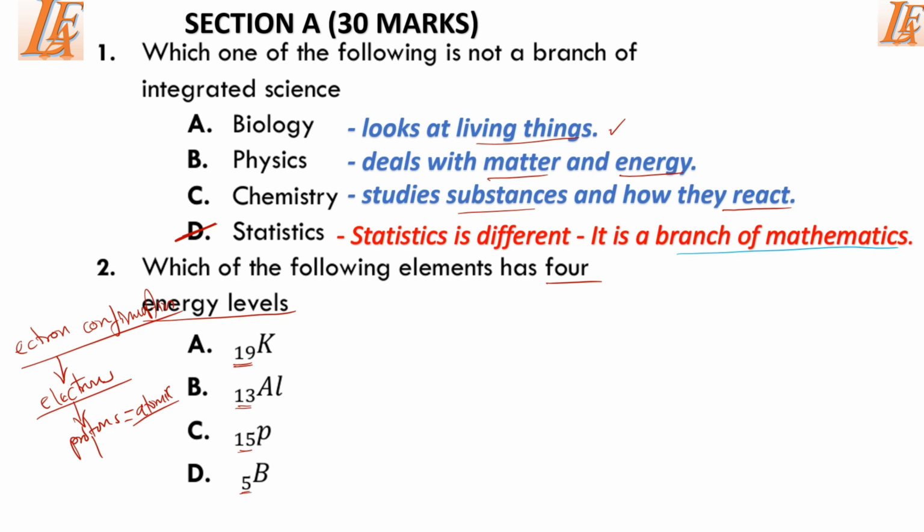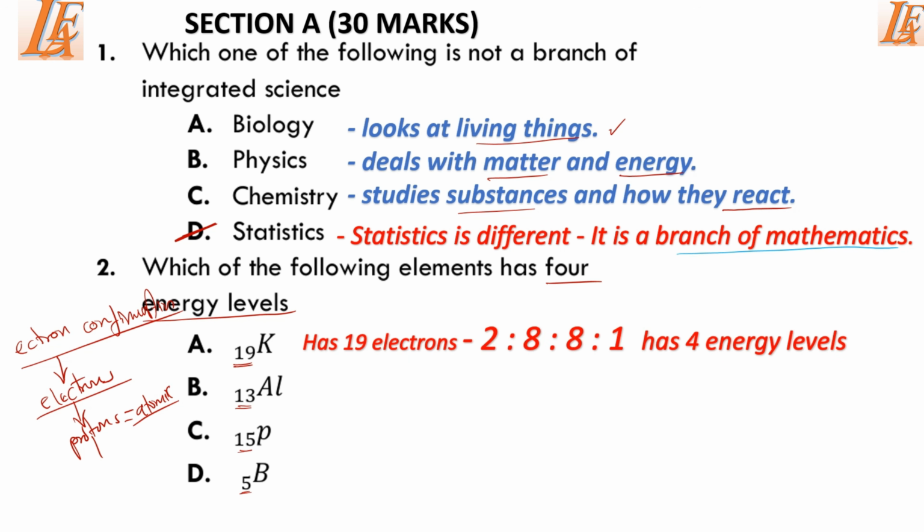So in this case, the one with 4 energy levels is the first one, A, which is potassium with atomic number 19. It means it has 19 electrons, and these electrons are arranged in 4 energy levels, with 2 taking the first energy level, 8 taking the second energy level, another 8 taking the third energy level, and 1 electron taking the fourth energy level. Therefore, potassium has 4 occupied energy levels.